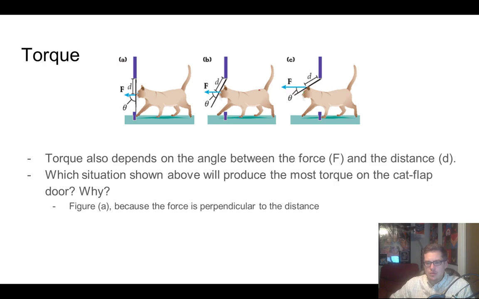The question here says, which situation above will produce the most torque on the cat flap? Well, the one that produces the most torque would have to be figure A, and that's because this force is perpendicular. The angle between the force that the cat is applying and the distance to the axis of rotation is a 90-degree angle. So every aspect of this force will be channeled into moving that door and creating a torque.